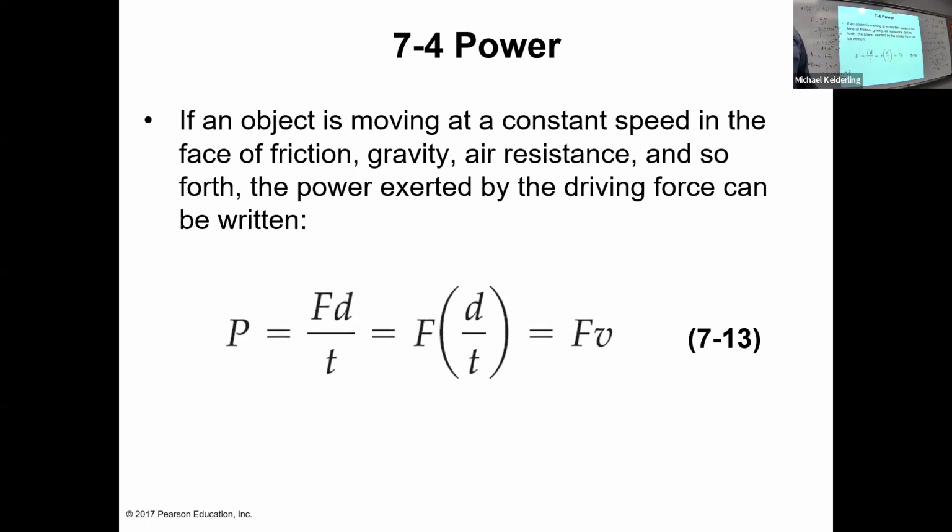So if an object is moving at constant speed in the face of friction, gravity, air resistance, whatever, it turns out that because power is work over time and work is force times distance, power ends up being the force required times the velocity you're traveling. So if it takes like 100 newtons to travel at 10 meters per second, you're going to be using 1,000 watts.